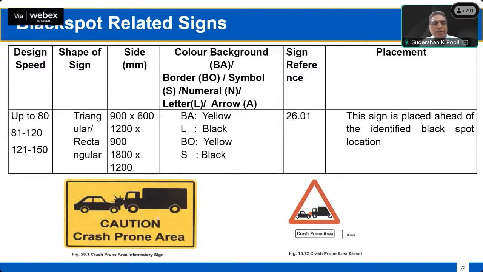Then black spot related signs, wherever accidents are happening. The first is the caution sign, crash prone area, whenever you are approaching that area. It is information to the road users, though a lot of safety auditors have raised objections to this sign. It is for information only, that now you are approaching a crash prone area. But the rectangular sign, that this is a crash prone area, is to be placed again wherever crashes are happening. So both these signs are required to be placed at those locations for each direction of travel.